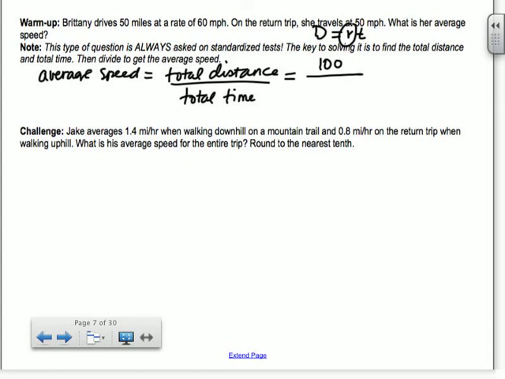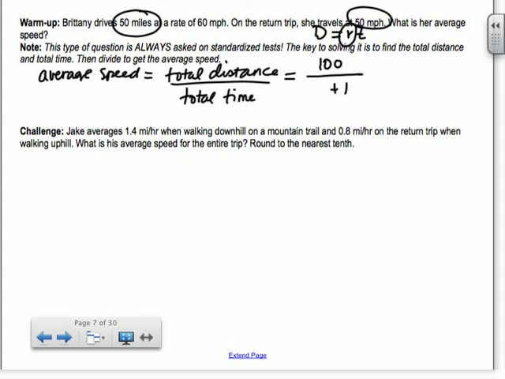Now we don't know the total time that it took her. That's what makes this tricky. We know that her rate was 60 miles per hour, and she did that for 50 miles. The other one's a little bit easier. She traveled 50 miles per hour, and she went 50 miles. If you went 50 miles per hour for 50 miles, how long were you traveling? 1 hour, right? So we know the second part of the trip took 1 hour.